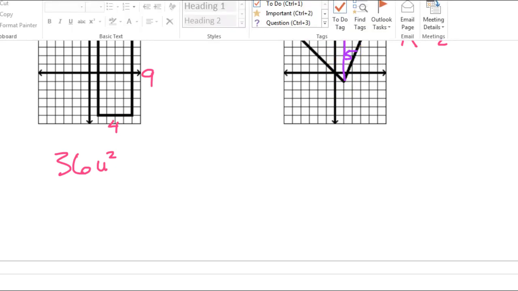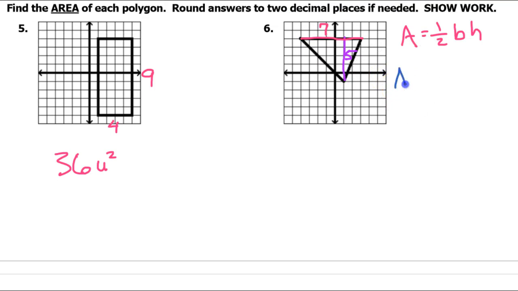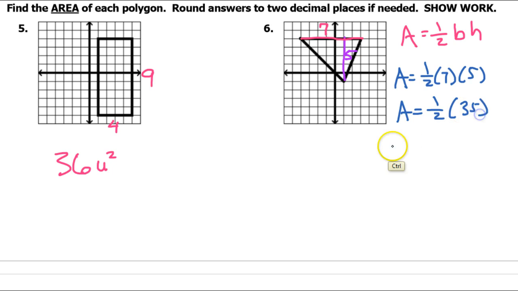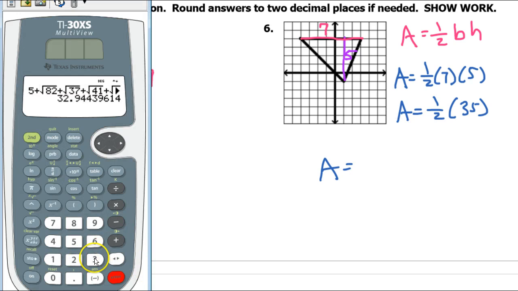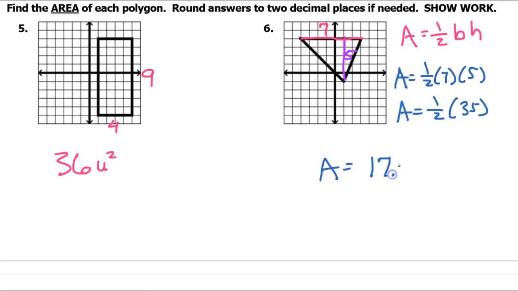So that means the area is going to be 1/2 times 7 times 5. 1/2 the base times the height. Okay, so 7 times 5 is 35. So this is going to be 1/2 of 35. Basically that's 35 divided by 2. So the area is 17.5 units squared.